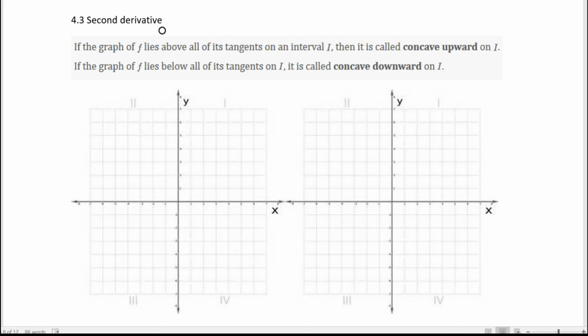What does the second derivative do to our graphs? So, a couple little definitions first. If the graph lies above all of its tangents on an interval I, then it's called concave upward. If the graph lies below all of its tangents on I, it's called concave down. Okay?